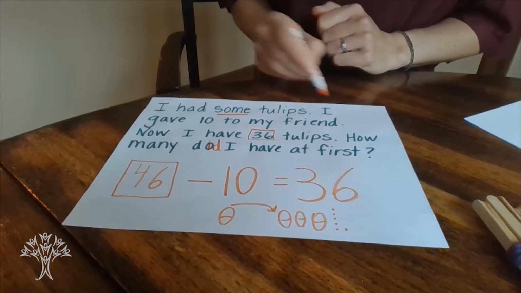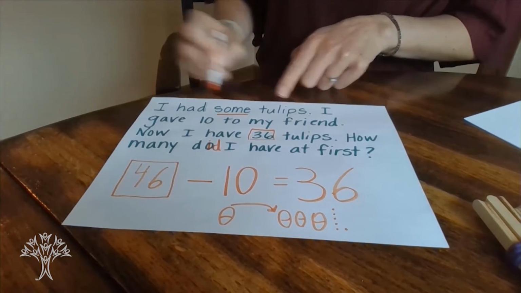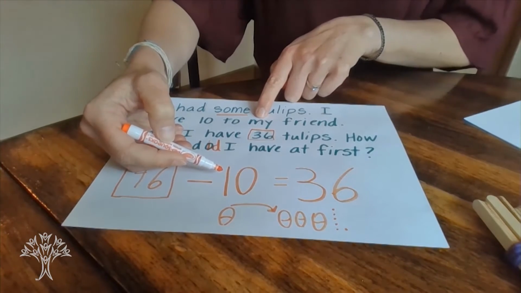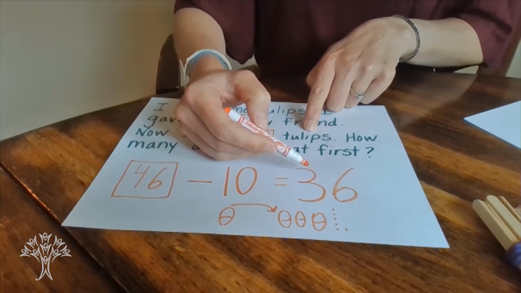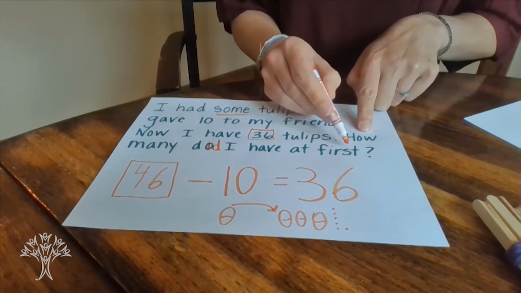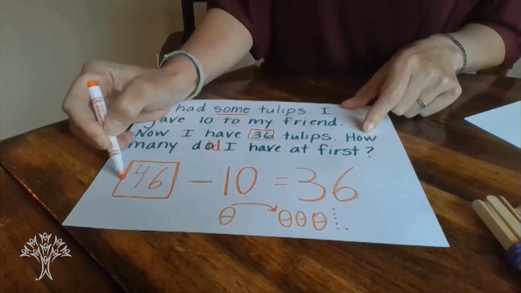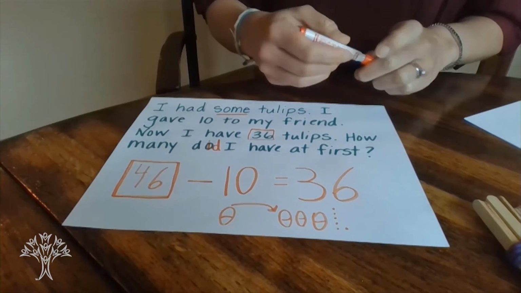So let's just see if that makes sense. I had 46 tulips. I gave 10 to my friend, and now I have 36 tulips. How many did I have at first? The question said, how many did I have at first? I had 46 tulips at first.